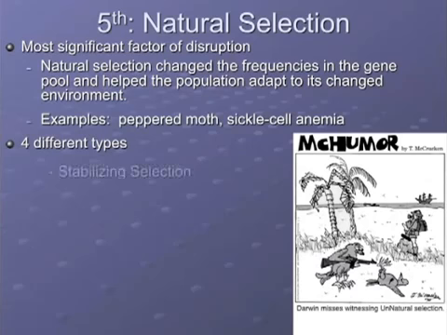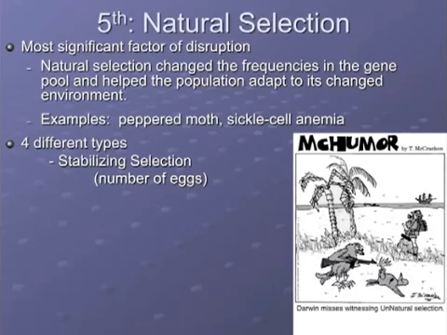And there are 4 different types of natural selection. Stabilizing selection, which is when the average is chosen for. So therefore, number of eggs in birds. You don't want to lay just one egg, but you don't want to lay too many eggs. So an average amount of eggs is a good idea, so that if one dies, it's not that big a deal, but you have enough food to actually keep those ones alive.